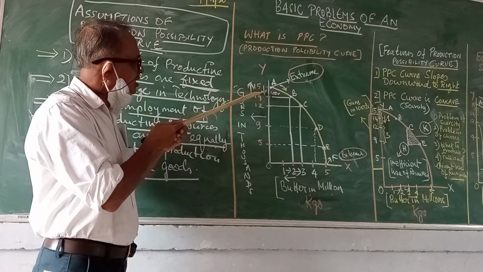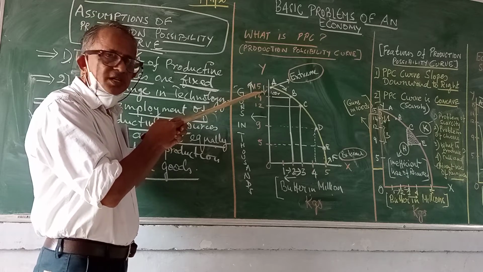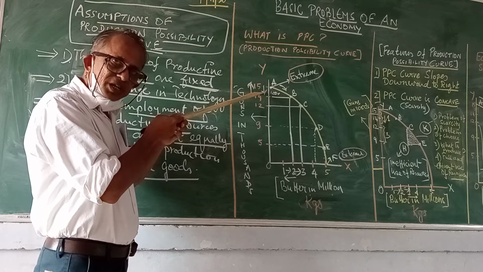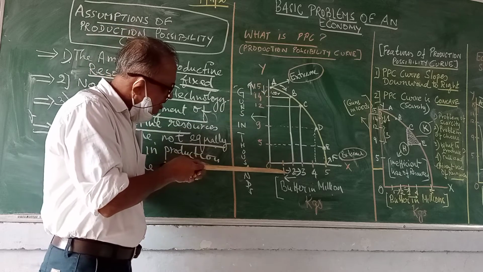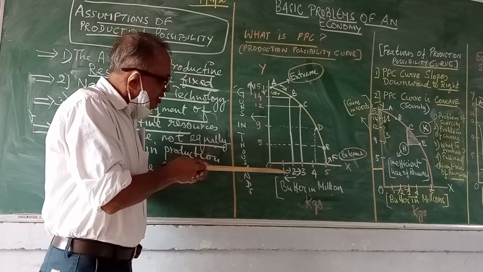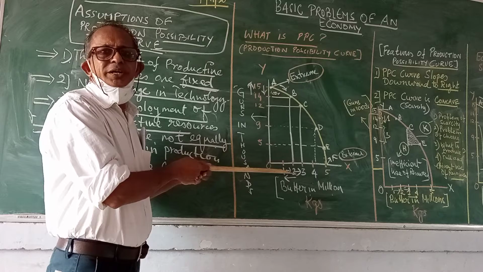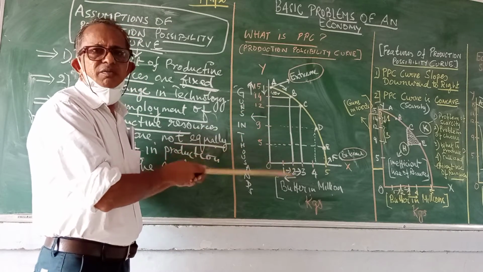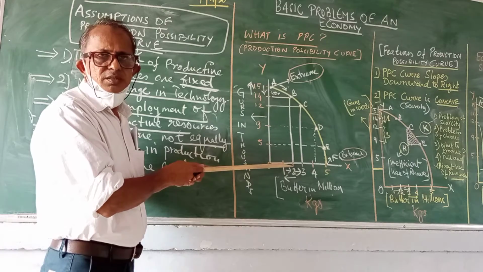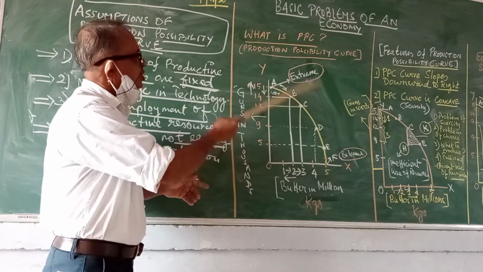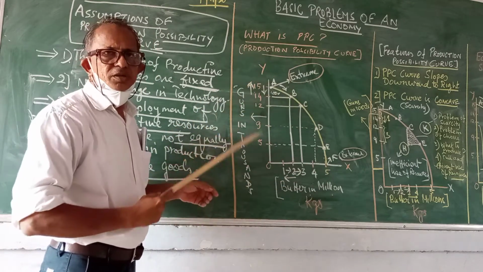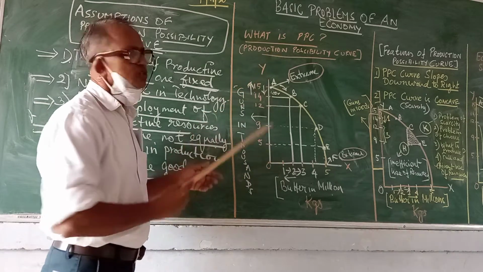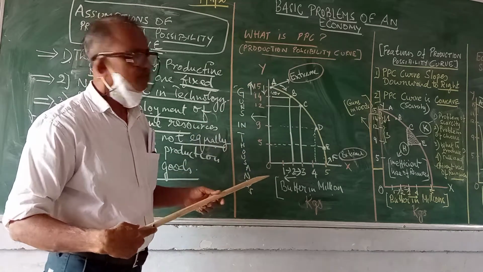That is, I will have to decrease by 1,000 guns. So if I decrease 1,000 guns production, then I can increase the production of butter by one more extra unit. So this is what the production possibility curve explains. I am sure, children, you would have understood the recap of the production possibility curve, which is also known as the transformation curve.